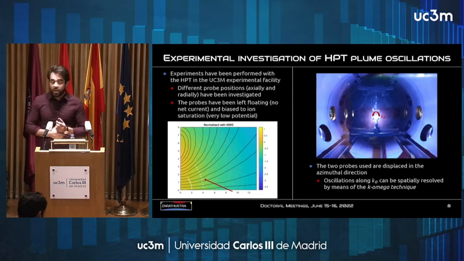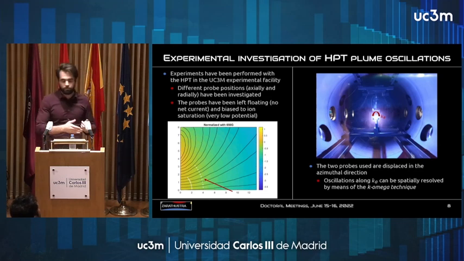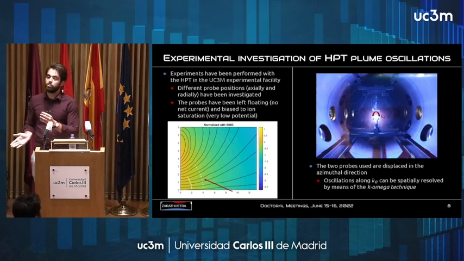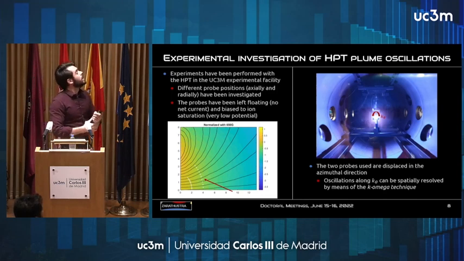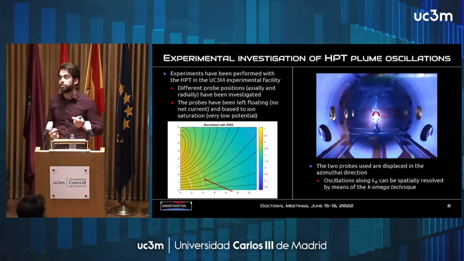But we have analyzed different positions at different radial distances from the plume exit, from the nozzle, and at different angles, so that you could see what's going on also when you move radially outwards. The probes have been left floating. This means no net current flowing into the probe, and biased to ion saturation. So this means a very low potential.